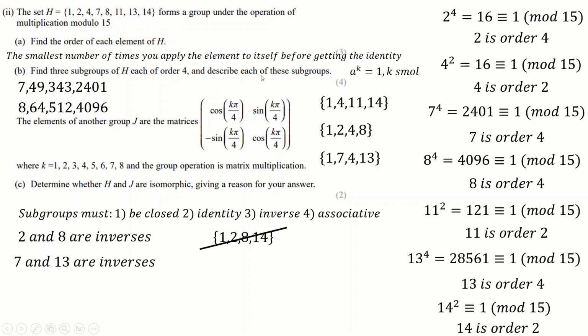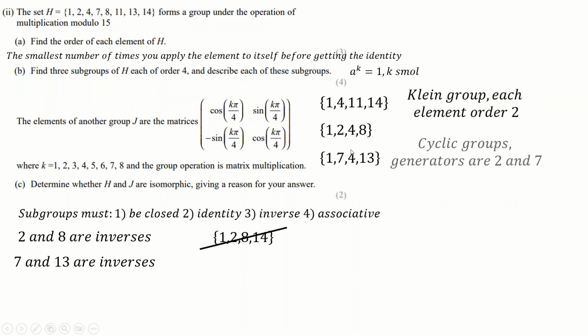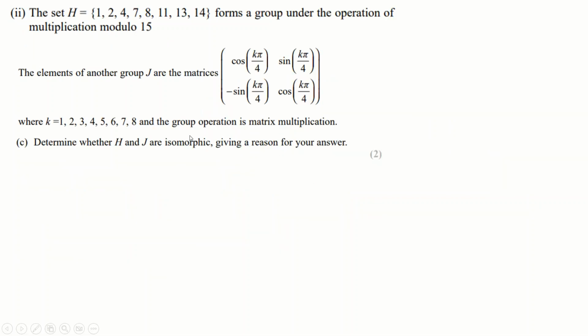It says describe these subgroups, so you just have to say these two groups are cyclic, and this group is the Klein group, or just say each element is order 2, something like that, I guess. It's only 1 mark, so don't worry about it too much. Fine, so the last bit then, this is the set we've been talking about.